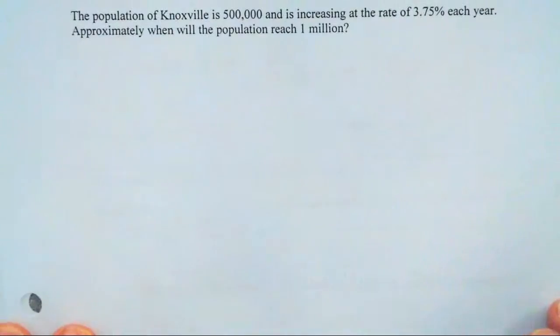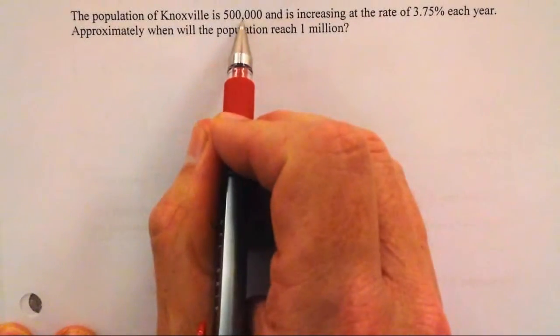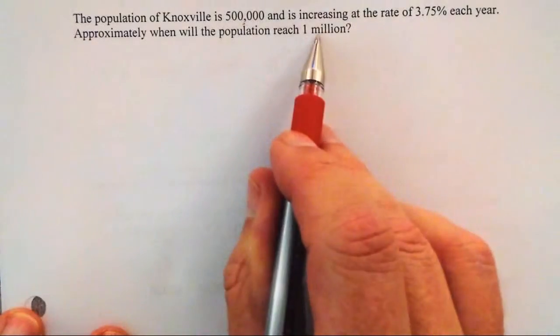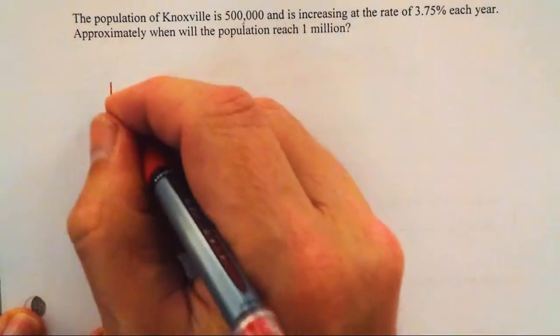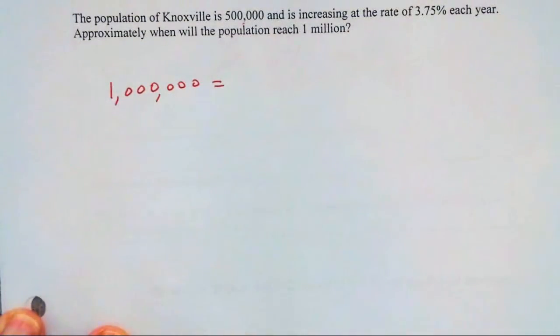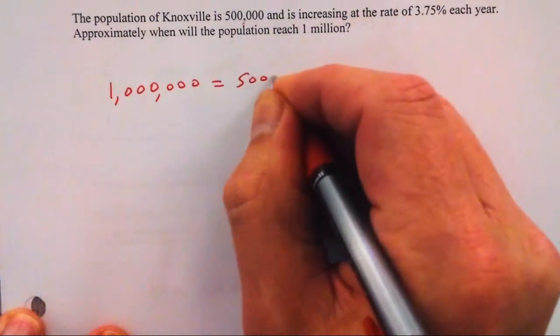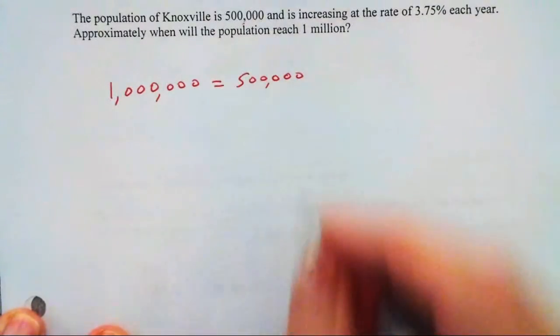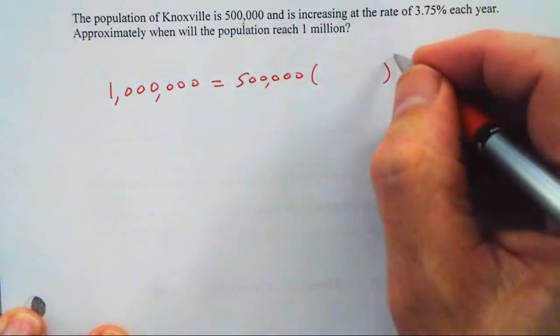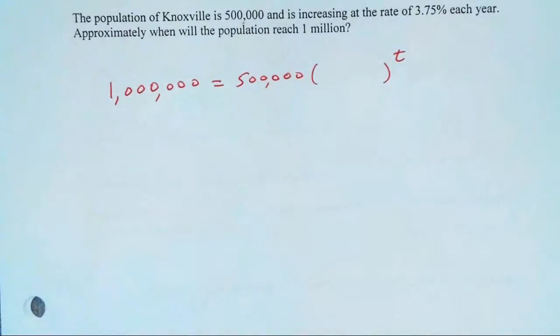Thank you. Number 4. Population in Knoxville is 500,000 and is increasing at 3.75% each year. Approximately when will the population reach 1 million? I want it to end up at 1 million, but my starting value is 500,000. Here's my rate of change, and I don't know how long it's going to take. I'm going to call it T.